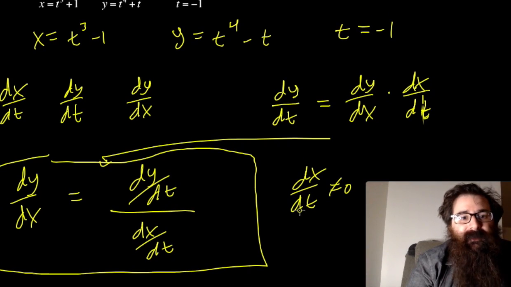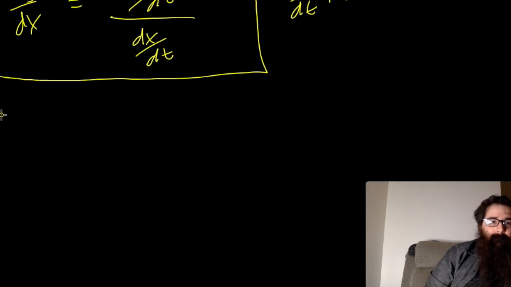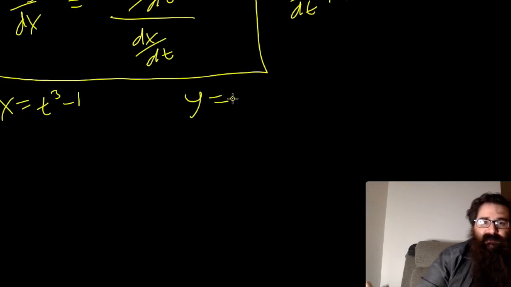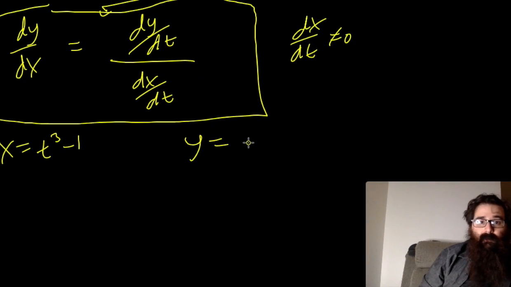So let's go ahead and find these pieces. We said x is t cubed minus 1. I'll rewrite it because I don't have a great memory. And y was t to the fourth minus t. See? Getting better every day.